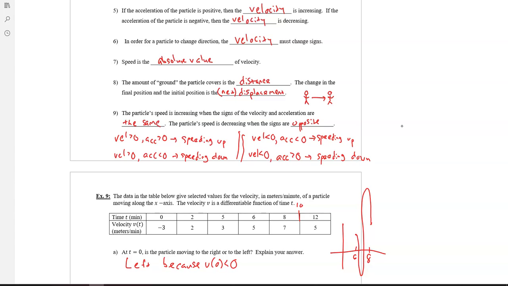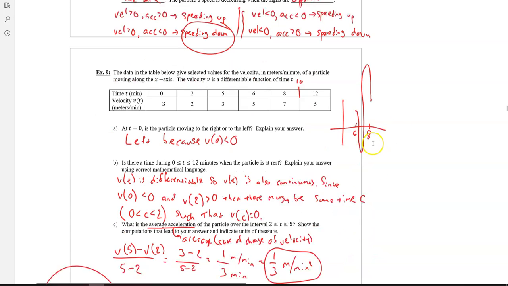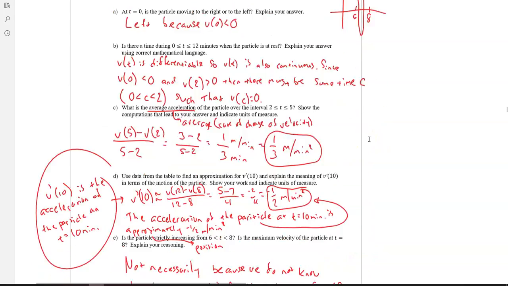So when the signs of the acceleration and the velocity are the same, okay, we are speeding up, right? So if they're both positive or if they're both negative, both situations they speed up. If they're opposite signs, then we are slowing down. Okay? So there we go.